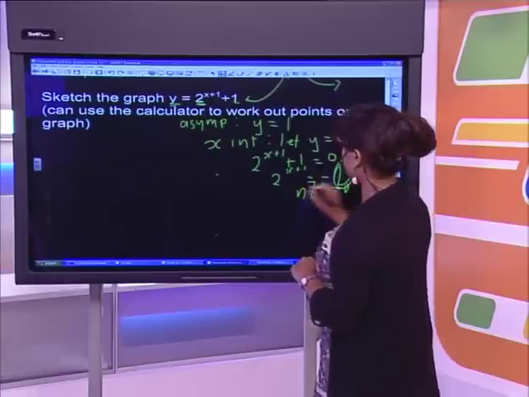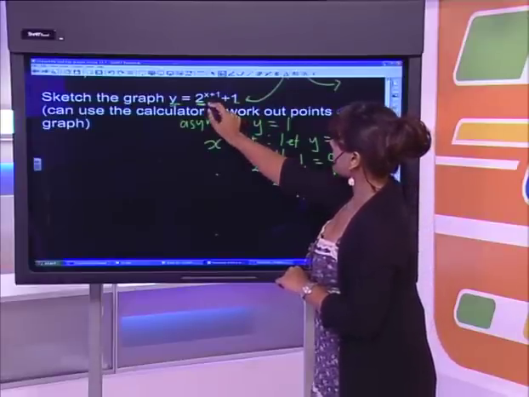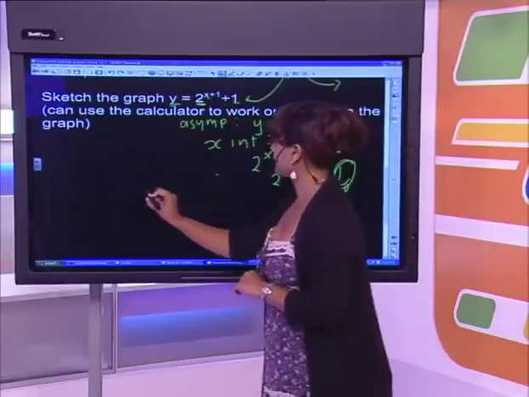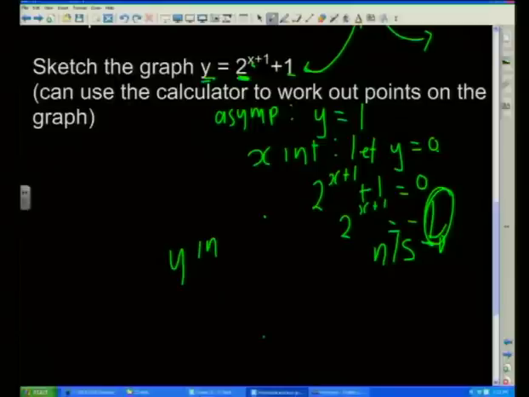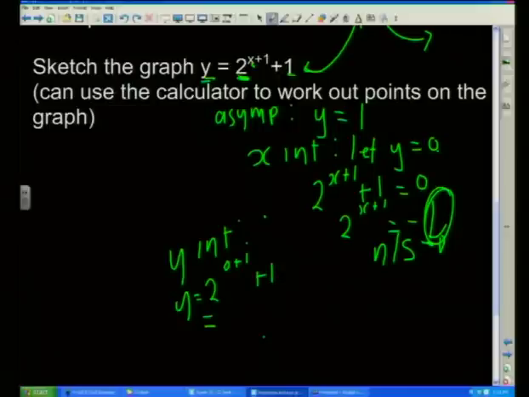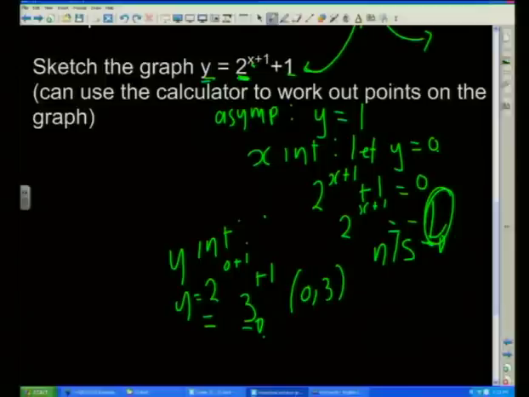So here, to find the y-intercept, we let x equal to 0. Okay, so I'm going to get 2 to the power of 0 plus 1, and that's going to give me 2 plus 1, which is just 3. Remember, 2 to the power of 1 is 2. 2 plus the other one is going to give me 3. So therefore, my y-intercept is 3. And we had no x-intercept.